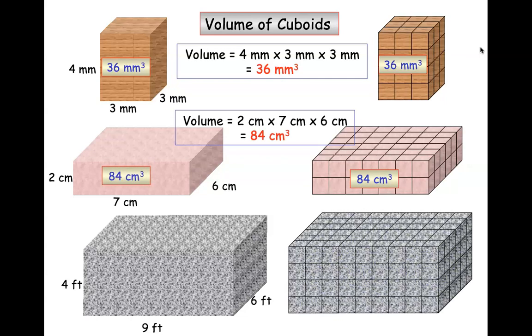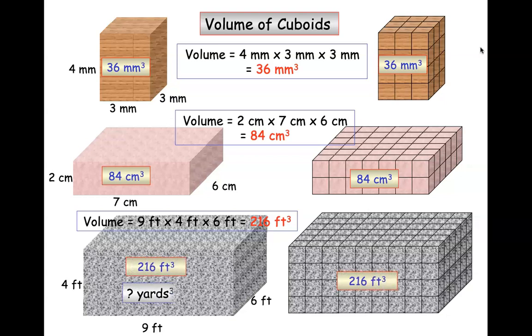Okay, and then your last one at the bottom, there I've split it up again just to visually represent what we're looking for. We can go 9 times 4 times 6 to get 216 feet cubed. And I've asked you if you remember how many yards cubed that will be. So I'm going to remind you that there are 3 feet in 1 yard, so that would be equal to 72 yards cubed. 216 divided by 3 is 72 yards cubed.